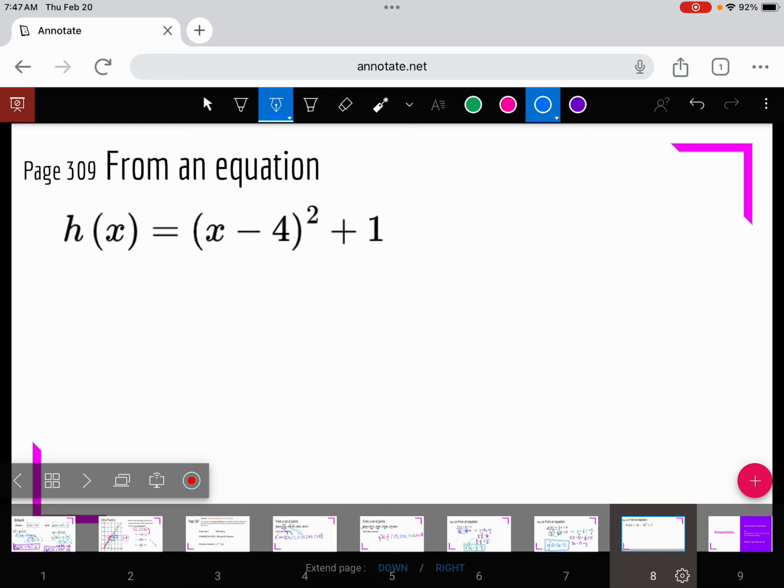Equals the quantity x minus 4 squared. That's just a way to read that. The parentheses, x minus 4, close the parentheses, squared. And then plus 1.